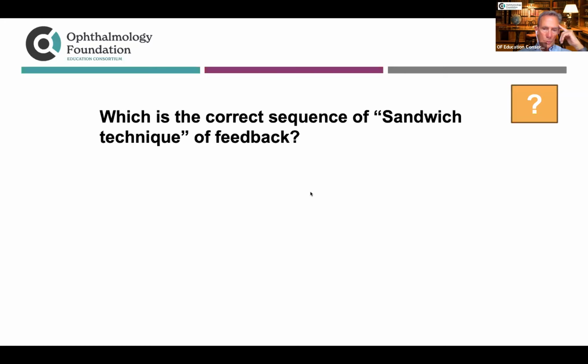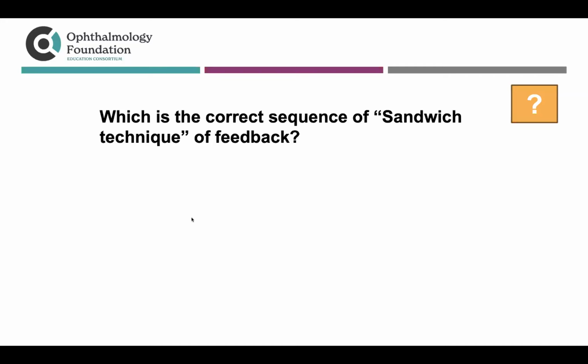So the most chosen answer was compliment, criticism, compliment, and suggestion. Great. I think that's the correct answer. Our feedback should start by talking to them about things that they are doing correctly, followed by the area of improvement that we are expecting. And then this should be followed by complimenting them or reiterating what they are doing well. But it is important that we also discuss with our learner how they can bring the improvement in the area that we identified as a scope of improvement.